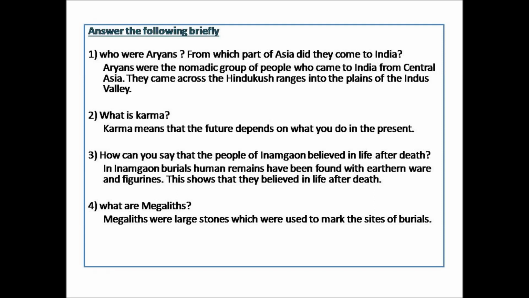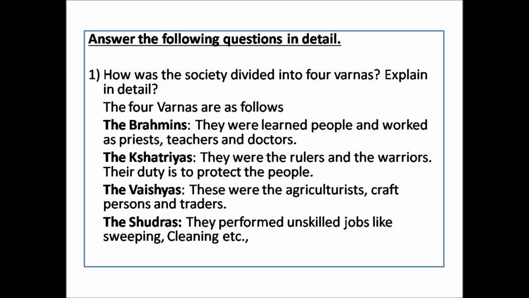So these are the 2-mark questions in this lesson. And now let us move on to the detailed question. Answer the following questions in detail. First question. How was the society divided into 4 varnas? Explain in detail. First we should know what are the 4 varnas. The 4 varnas are the Brahmins, Kshatriyas, the Vaishyas and the Sudras. So during this Vedic period, the society was divided into 4 groups based on these varnas.